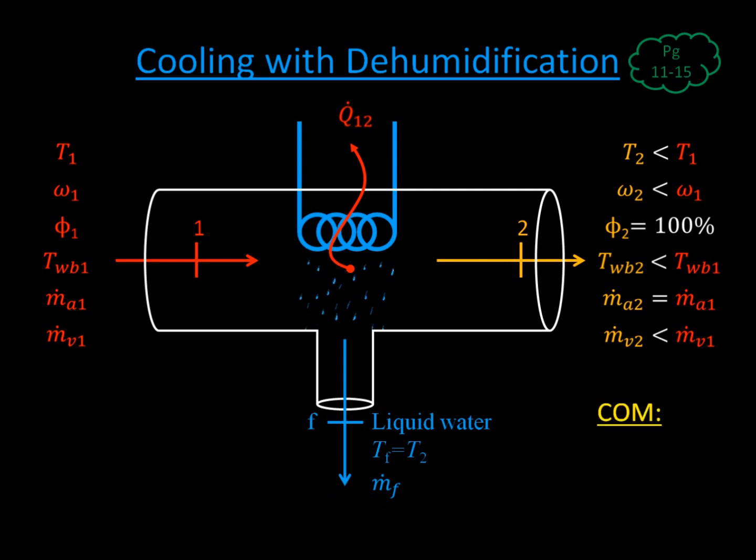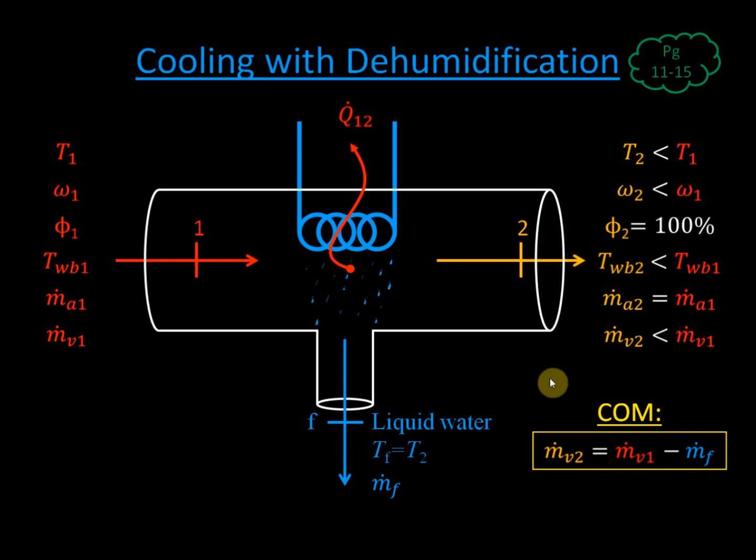So let's look at conservation of mass. What conservation of mass tells me is that what goes in has to come out. So therefore, the mass flow rate of the vapor exiting at state 2 is equal to the mass flow rate of the vapor that came in at state 1 minus what was lost as condensation. And you may lose that intentionally.